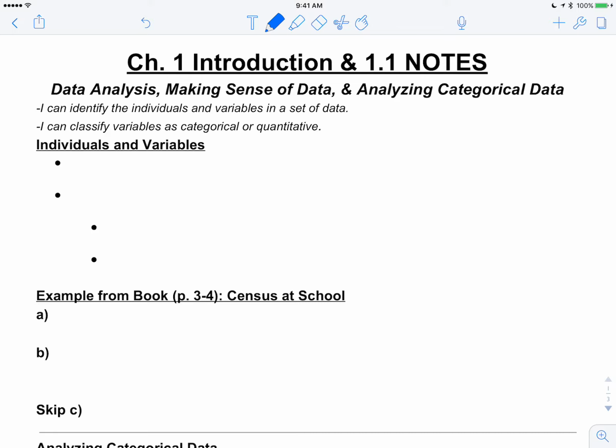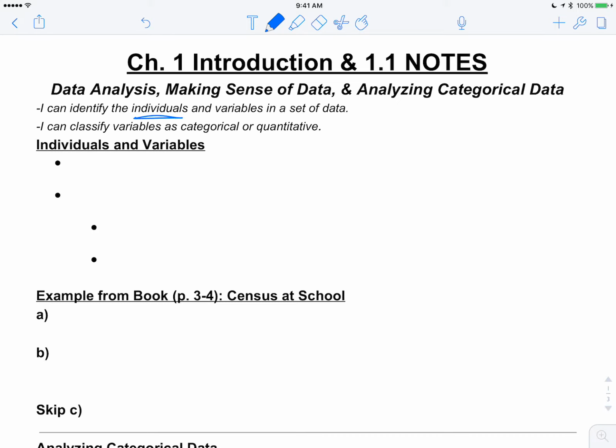In this video, we're going to talk about Chapter 1 Introduction and 1.1 Notes. The topics are data analysis, making sense of data, and analyzing categorical data. The first two I can statements are I can identify the individuals and variables in a data set, and I can classify variables as categorical or quantitative.